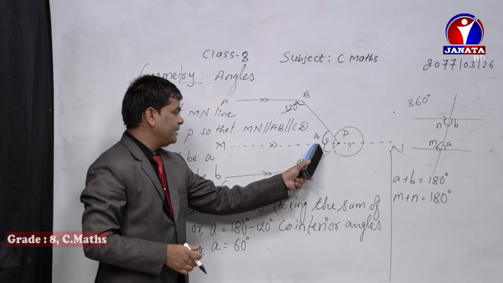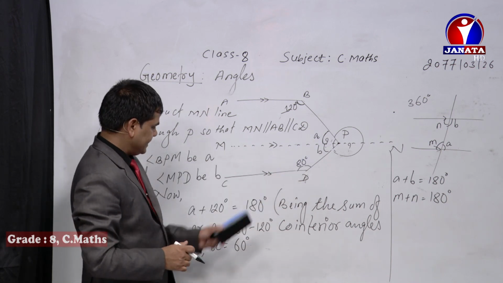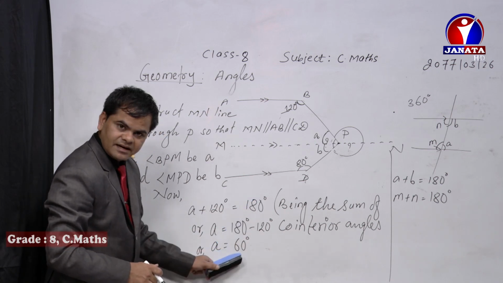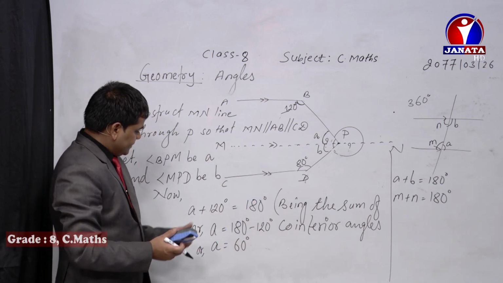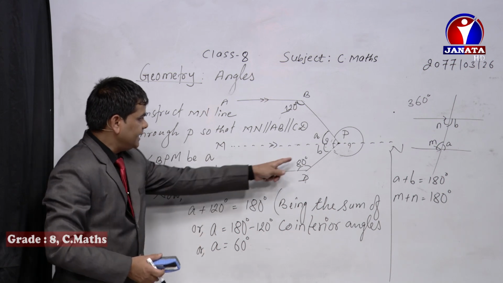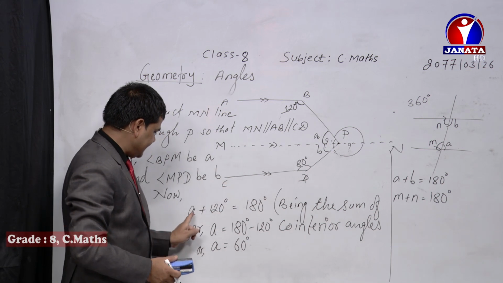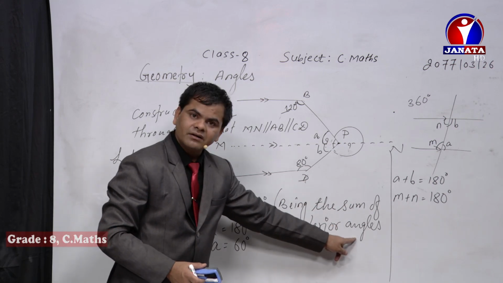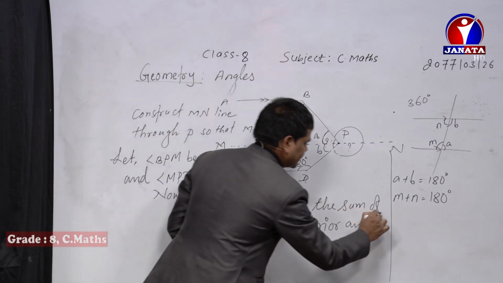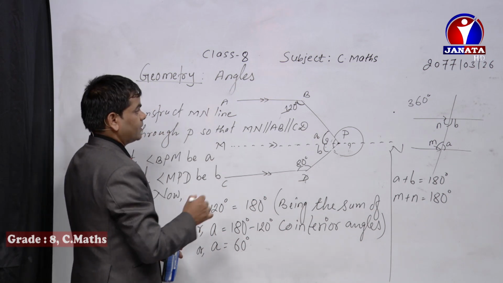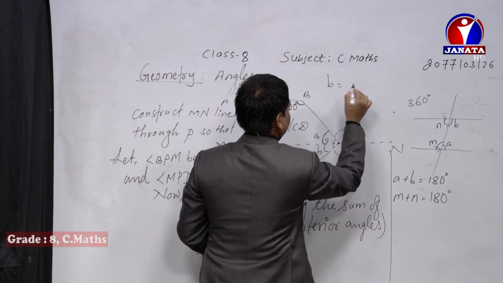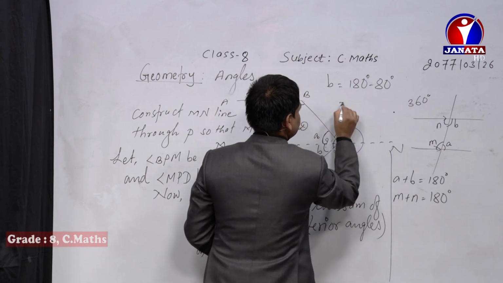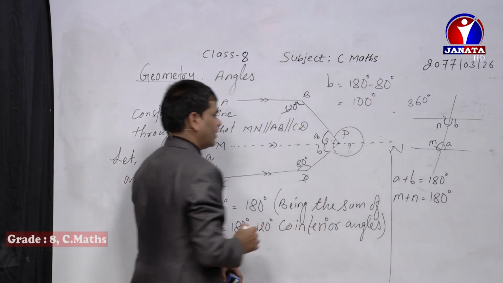Now similarly, if you want to find out the value of B, then B plus 80 degrees equals 180 degrees. Write it down the same way as the previous one, with the reason in brackets: being the sum of co-interior angles again. And altogether, what will be the value of B? B will be equal to 180 degrees minus 80 degrees, which equals 100 degrees. So we got the value of B as well.